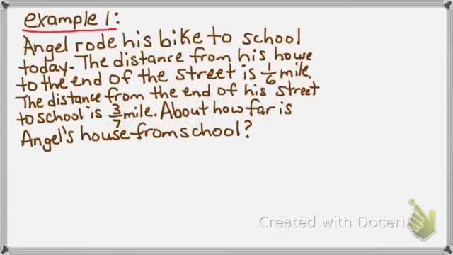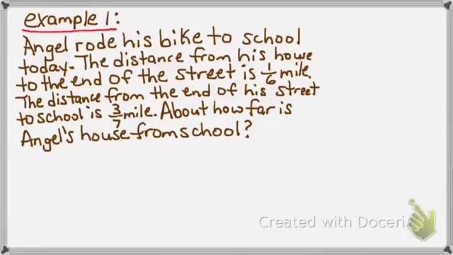Let's take a look at example number 1 to see how this is done. Angel rode his bike to school today. The distance from his house to the end of the street is 1/6 of a mile. The distance from the end of his street to school is 3/7 of a mile. About how far is Angel's house from school?